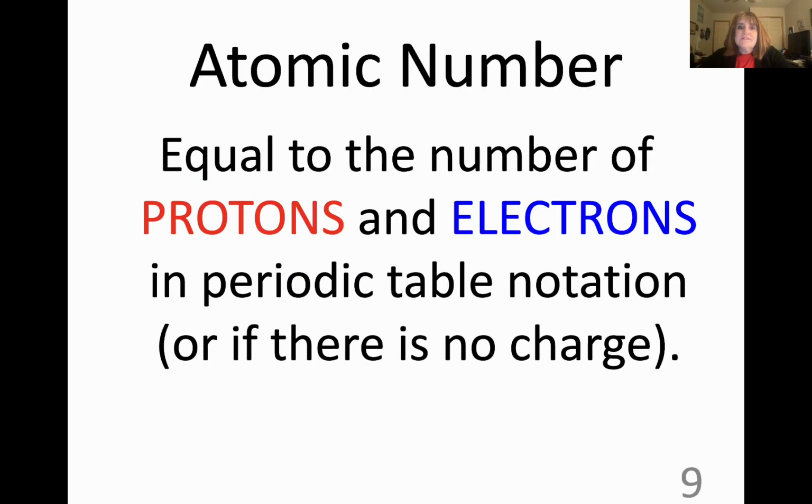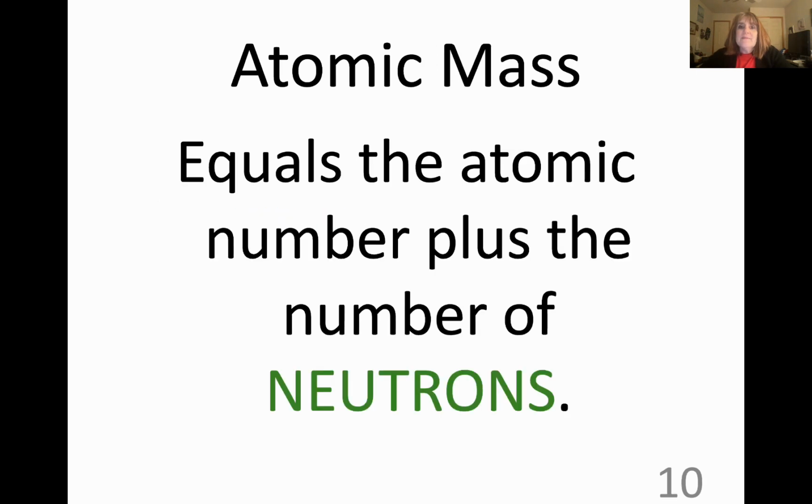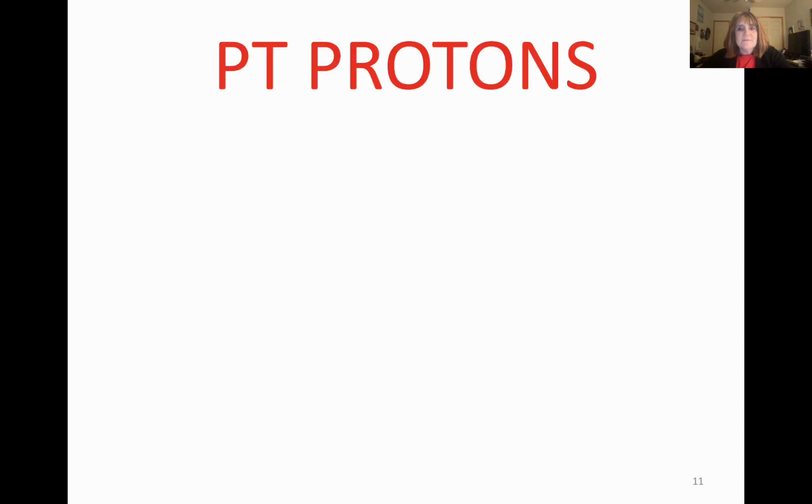The atomic number is equal to the number of protons and the number of electrons if there's no charge, and nothing you do right now is going to have a charge. So the atomic number is equal to the number of protons and the number of electrons. The atomic mass is equal to the number of protons plus the number of neutrons. The atomic mass is equal to the atomic number, which is the number of protons, plus the number of neutrons.